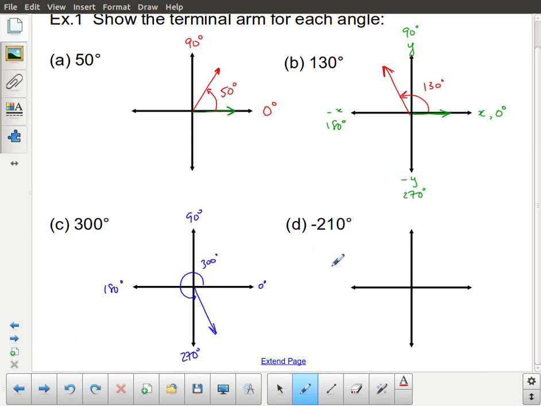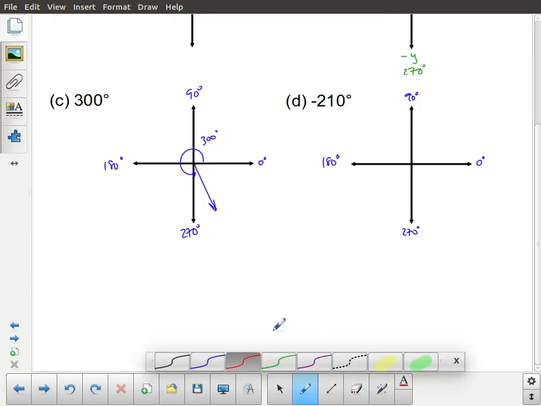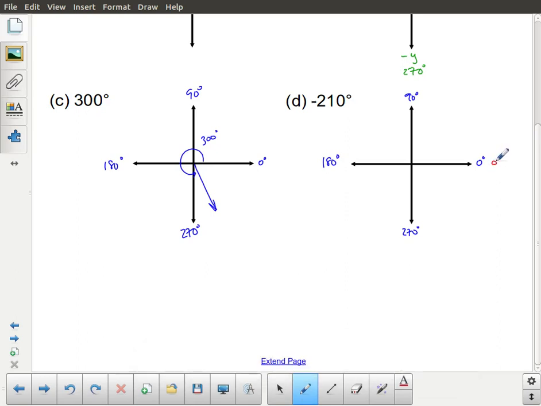This last one is interesting just by virtue of the fact that we finally introduced a negative angle. So we may know that this is 0 degrees, 90 degrees, 180 degrees, and 270 degrees. But for negative angles, we have to rethink this. This is still 0 degrees. That hasn't changed. But for negative angles, we go this way. So this is negative 90 degrees. This would be negative 180 degrees. This would be negative 270 degrees if we're going clockwise this time.